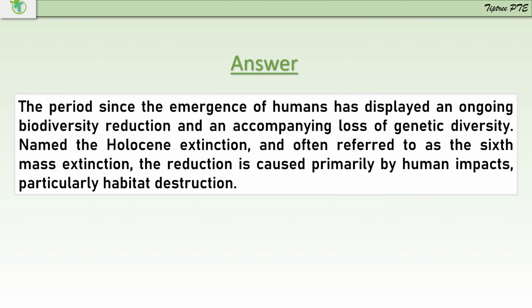The period since the emergence of humans has displayed an ongoing biodiversity reduction and an accompanying loss of genetic diversity. Named the Holocene extinction, and often referred to as the sixth mass extinction, the reduction is caused primarily by human impacts, particularly habitat destruction.